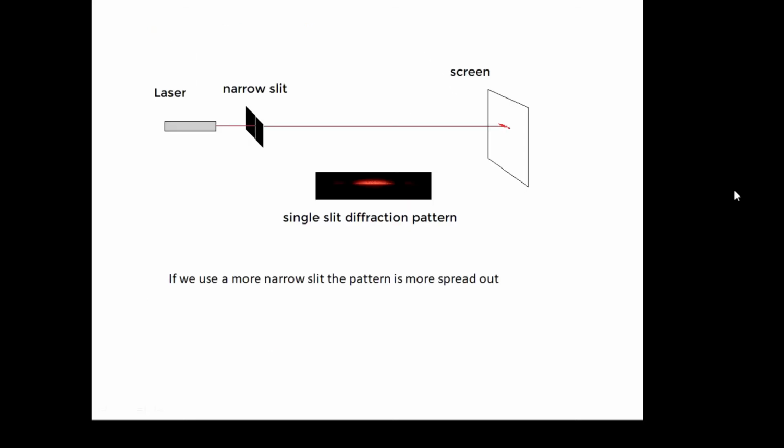So if we have two slits, and here we're not up to two slits yet. If we shine a laser through a narrow slit, then on a screen we get a diffraction pattern. So the light diffracts as it goes through the slit and it spreads out on the screen. And if we use a more narrow slit, then it spreads out more. There's more diffraction.